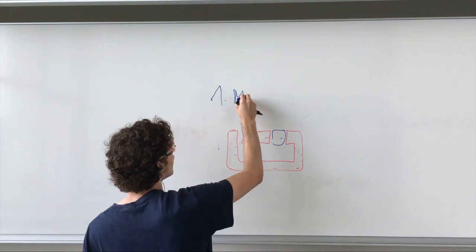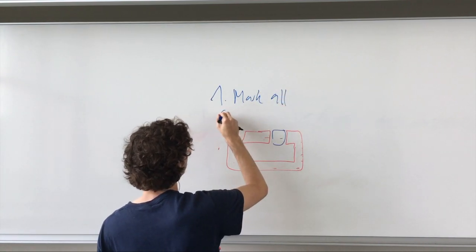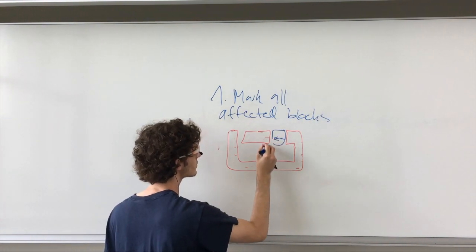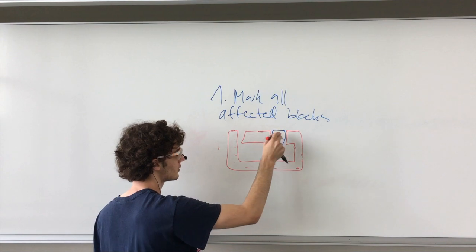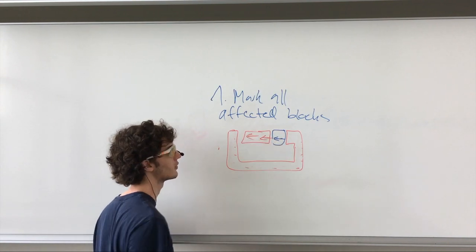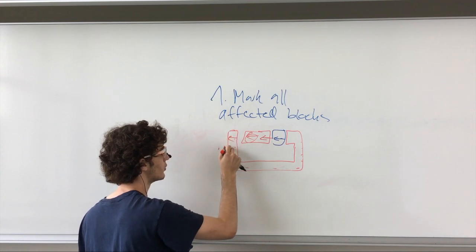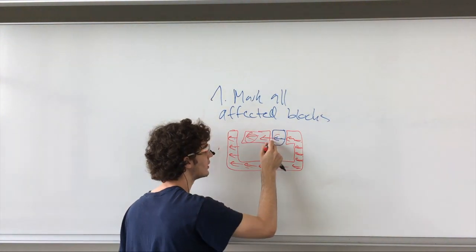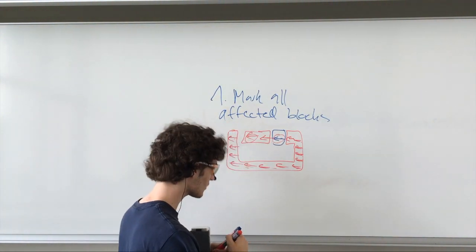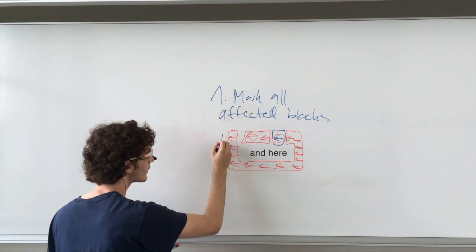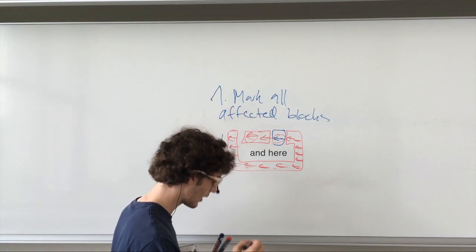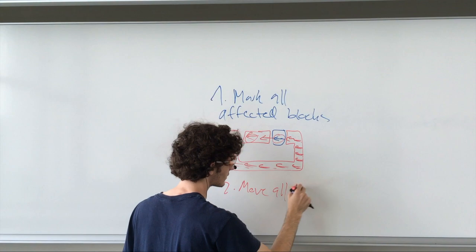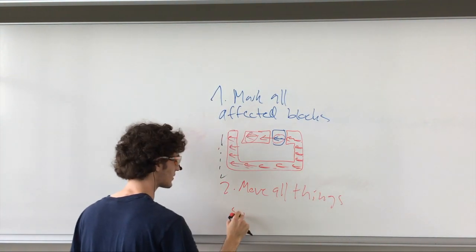So first, mark all affected blocks. Right, so we're gonna affect this one. And then, because this wants to move to the left, we also have to move this guy to the left. And because this one wants to move to the left, we also have to move this thing to the left. And now we're done, because this guy already wants to move to the left, right? And since here everything is free, everything is good to go. And then on the second step, you just move all things simultaneously. Whoa.